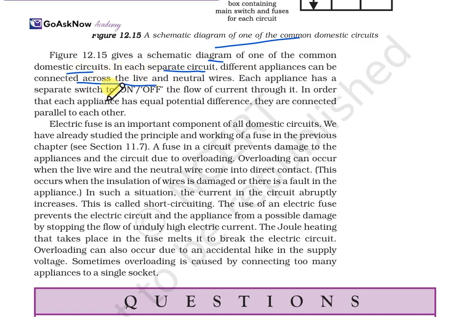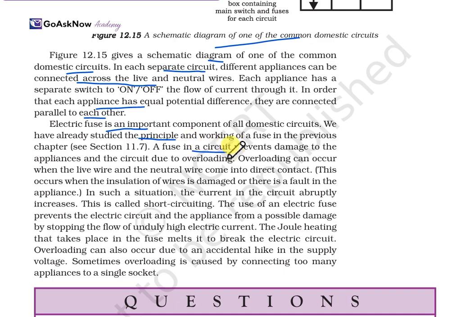Each appliance has a separate on and off switch, and the current flowing through the appliances has an equal potential difference. They are connected in parallel to each other. The electric fuse is an important component of all domestic circuits. We have already studied the principle of working of a fuse in the previous chapter.